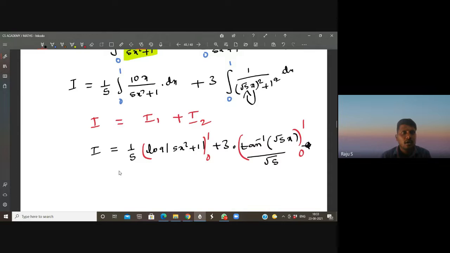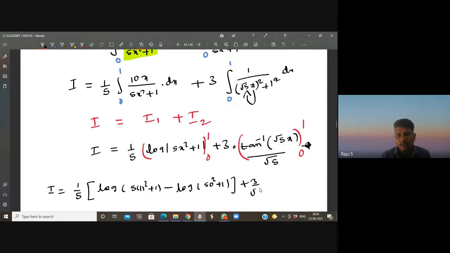Okay. If there is any constant, you can take the constant outside: 1 by 5 bracket, log of 5 into 1 square plus 1, minus, upper limit I substituted minus lower limit, log of 5 into 0 square plus 1. Next, in the second integral, 3 by root 5 is a constant, bracket tan inverse of root 5 into 1 minus tan inverse of the lower limit 0.